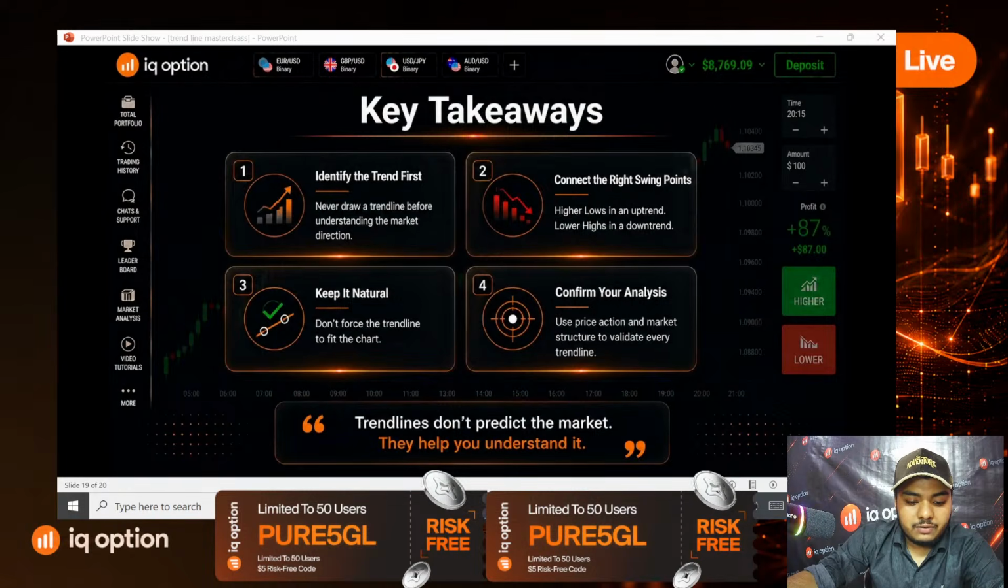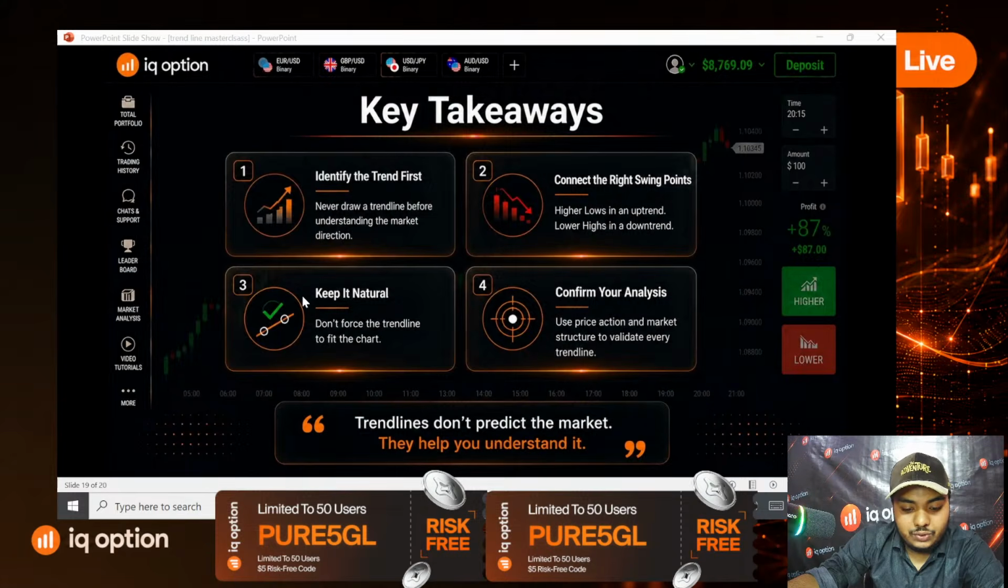So the third is never force a trend line to fit the market. Let the market guide your analysis. And guys, do not try to force the trend line, do not try to adjust your trend line for the sake of getting a trade. Just wait for the market to come to your trend line and give you the opportunity, and after confirmation you can enter your trade. And finally, remember that a trend line is only a tool.